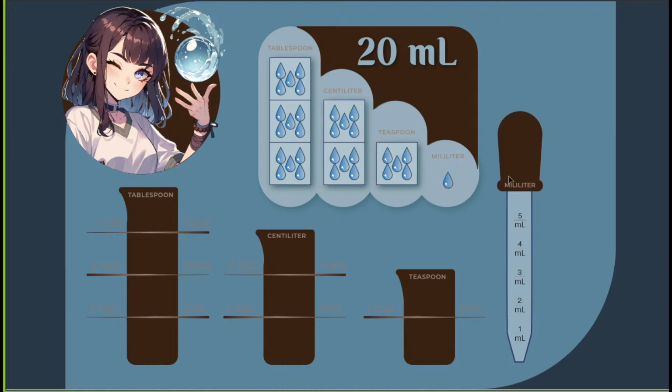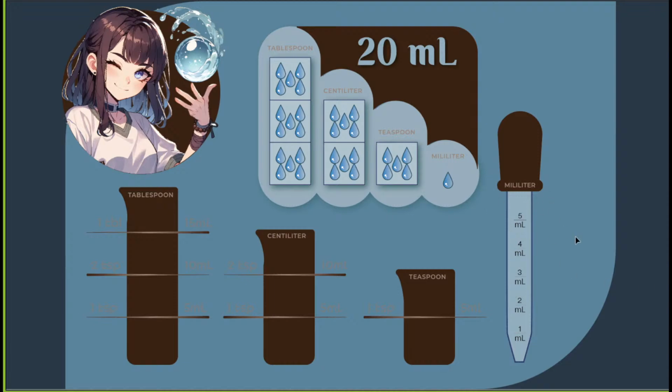We're figuring this out. So say, for example, that we need to gather 20 milliliters of medicine. But we have these different containers: a teaspoon container, a centiliter container, and a tablespoon container. We don't know how many of these containers we need to properly hold all the medicine yet.